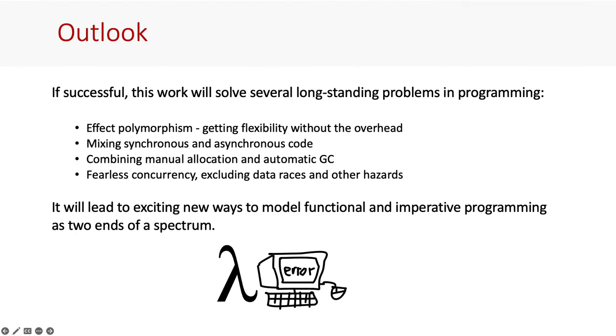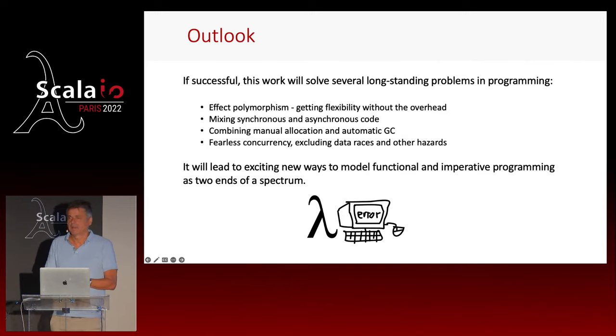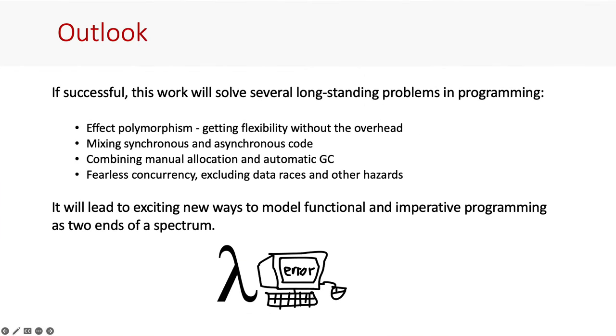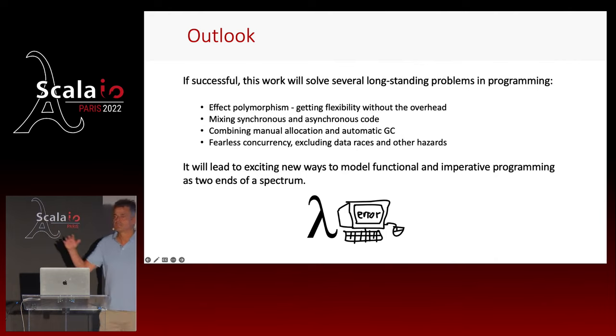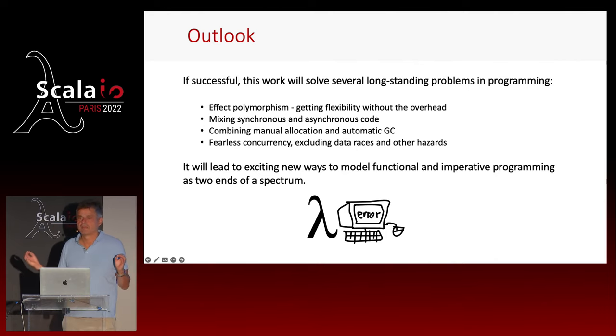If successful, this work would solve several long-standing problems in programming, among them effect polymorphism, which I mentioned. Mixing synchronous and asynchronous code has very interesting ramifications, because the what-color-is-your-function problem is essentially also an effect polymorphism problem, where you want versions that work for synchronous as well as asynchronous code. Also combining manual allocation and automatic GC, and fearless concurrency. And I think it will lead to exciting new ways to model functional and imperative programming, not as opposites, but as two ends of a spectrum. And I think that's the core of what Scala is really about.